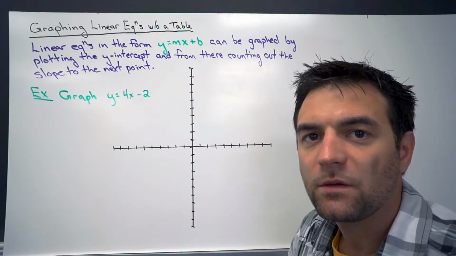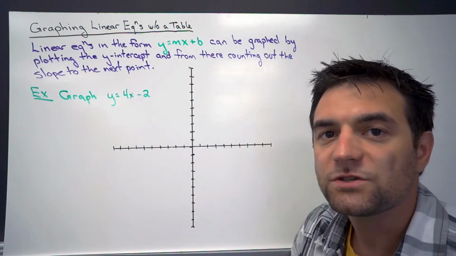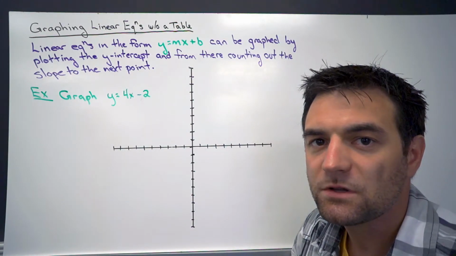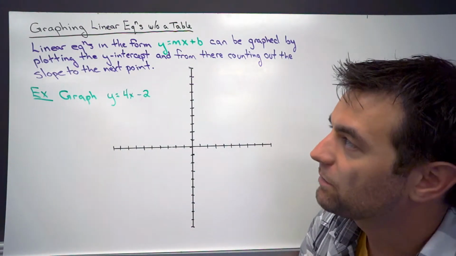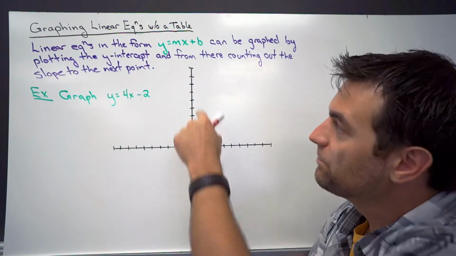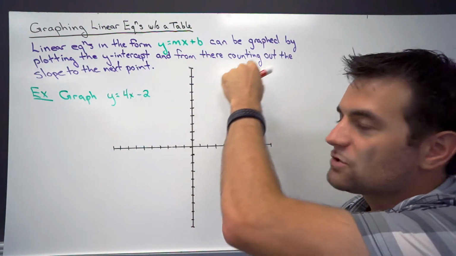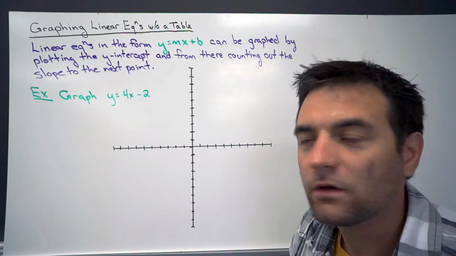Graphing equations without a table. Linear equations, when they're in the form y equals mx plus b, can be graphed by plotting the y-intercept on the grid, and then from there counting out your slope to the next point.